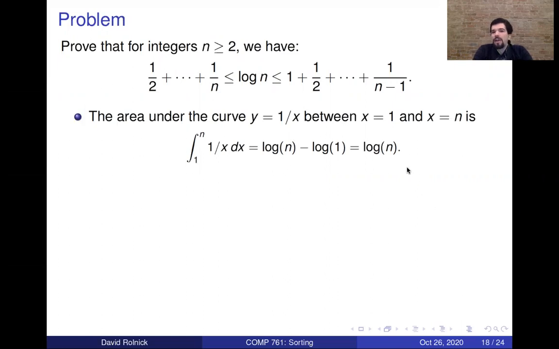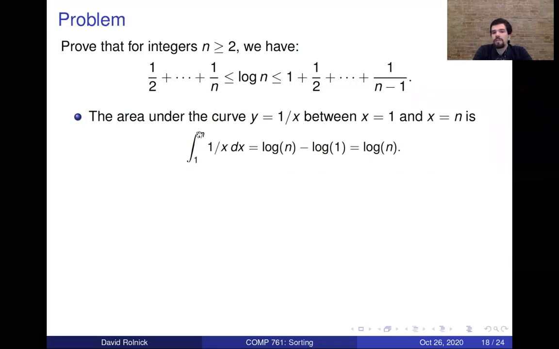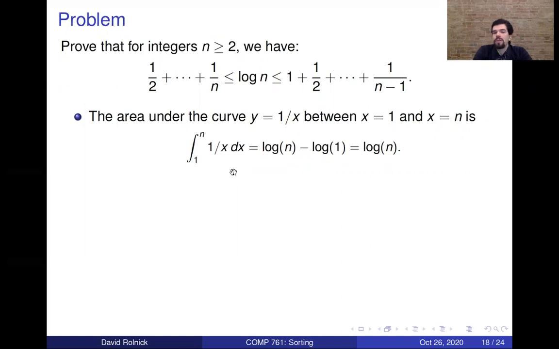So what's the area under the curve of this particular curve? It's not immediately clear why this is related, but what's the area under the curve of y equals 1 over x between x equals 1 and x equals n? It's just going to be equal to the integral from 1 to n of 1 over x dx. And since the derivative of log is 1 over x, we have log n minus log 1. And log 1 is just 0, so it's equal to log n.